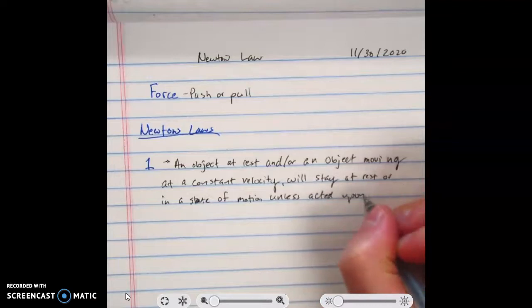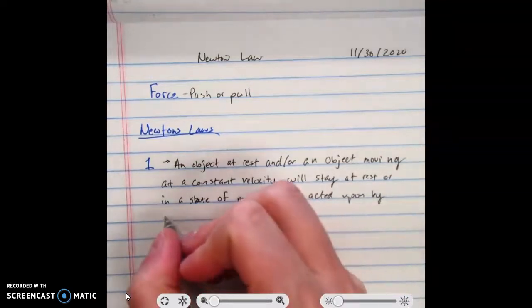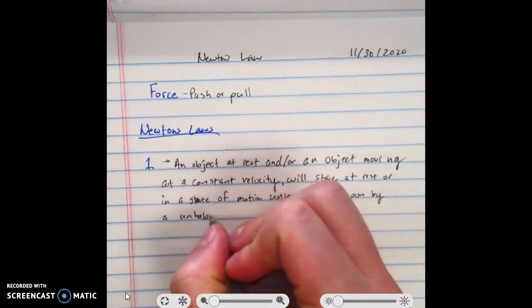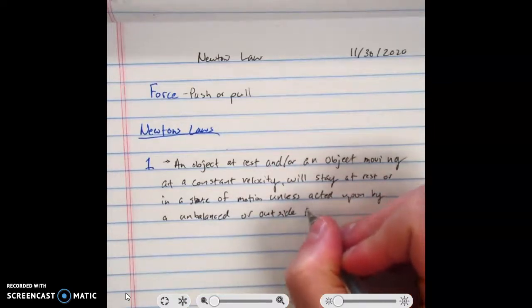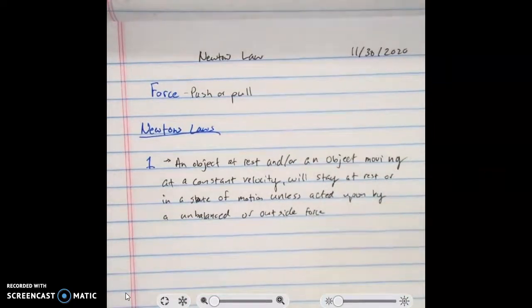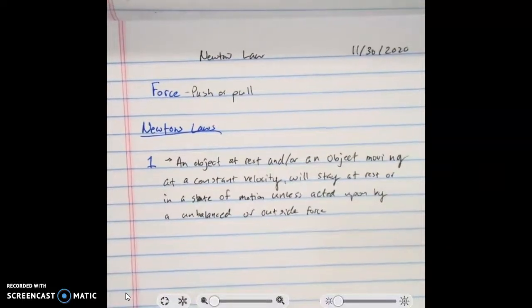unless acted upon by an unbalanced or outside force. Oof, there's a lot. So an object at rest and or an object moving at a constant velocity will stay at rest or in a state of motion unless acted upon by an unbalanced or outside force. This first law, a lot of times, is also referred to as the law of inertia. Those are 2 different things. Yes, the law of inertia could fundamentally be the same as Newton's first law, but they're actually very different when we look at the more detailed nitty-gritty approach.